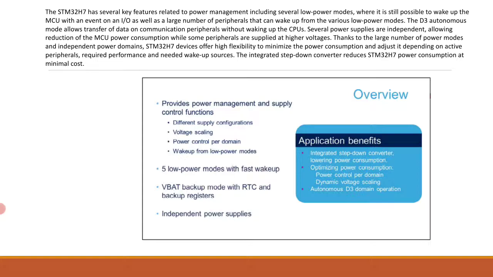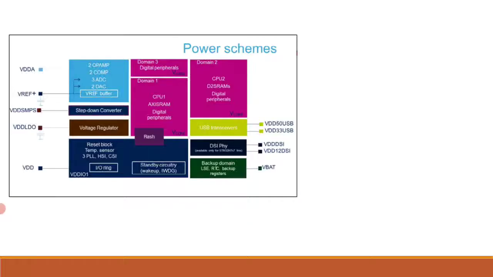STM32H7 devices have several independent low power supplies which can be set at different voltages or tied together. The main power supply is VDD, supplying almost all IO except for some IO of port A, C, and B. VDD also supplies the reset block, temperature sensor, and all internal clock sources. You can see this in the power scheme.